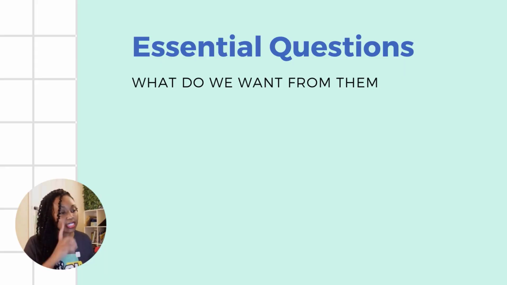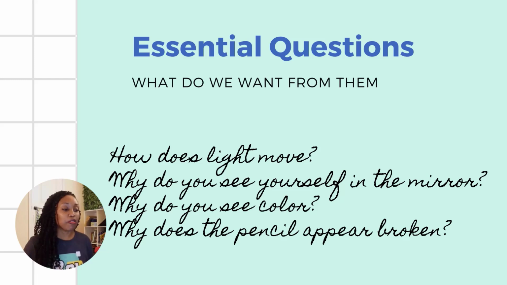In order for the students to get them where I need them to go, I have to ask very specific questions to help them on their journey. So for my lesson, I need them to answer these 4 questions. How does light move? Why do you see yourself in the mirror? Why do you see color? And why does the pencil appear broken? These are very specific questions that I'm going to ask them to help them get to mastery.